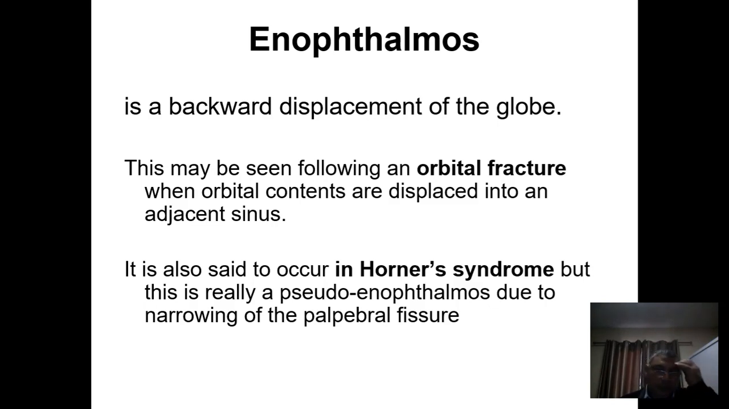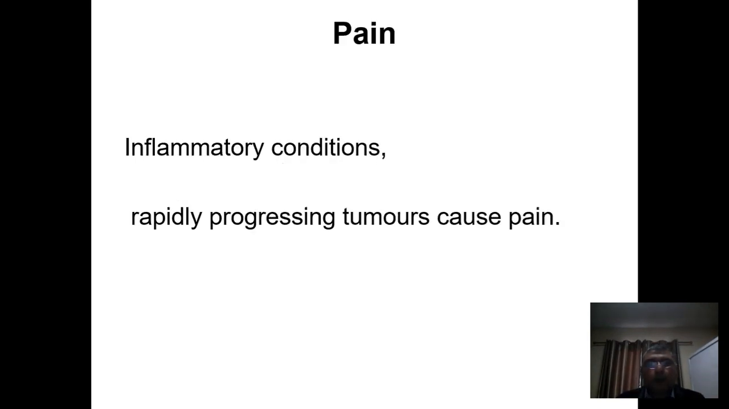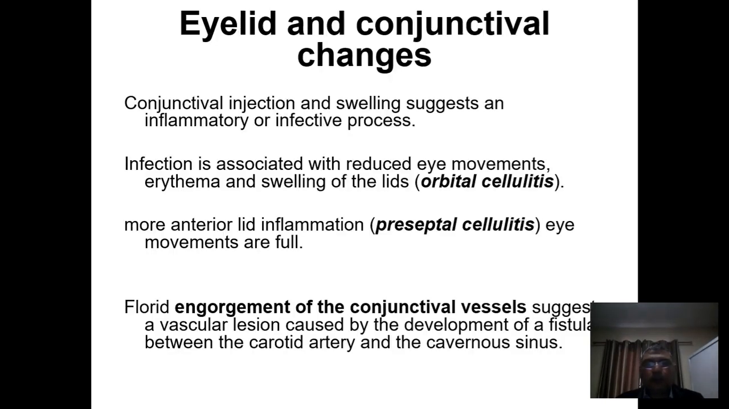Sometimes we may face pseudo-enophthalmos, as in Horner syndrome, but this is not true enophthalmos. It is the appearance as if there is retraction of the globe, but this is due to narrowing of the palpebral fissure, which is due to the mild ptosis that occurs in Horner syndrome. Pain occurs in acute inflammatory conditions and in rapidly progressive malignant tumors in the orbit.